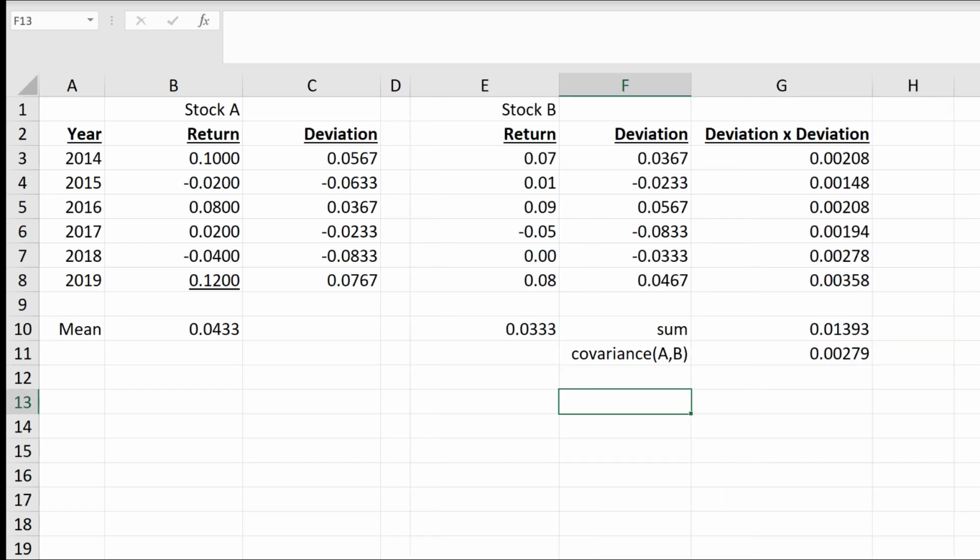Okay, how can we interpret what we've done? Well, covariance is good, but it's not great. It's good because its sign means something. And so the covariance here is a positive number. And so what that means is that on average, when stock A's return is above its mean, stock B's return will be above its mean. And on average, when stock A's return is below its mean, stock B's return will be below its mean. And so these two stocks tend to move together. They tend to move in the same direction. So that's the nice thing about covariance, that sign is meaningful.